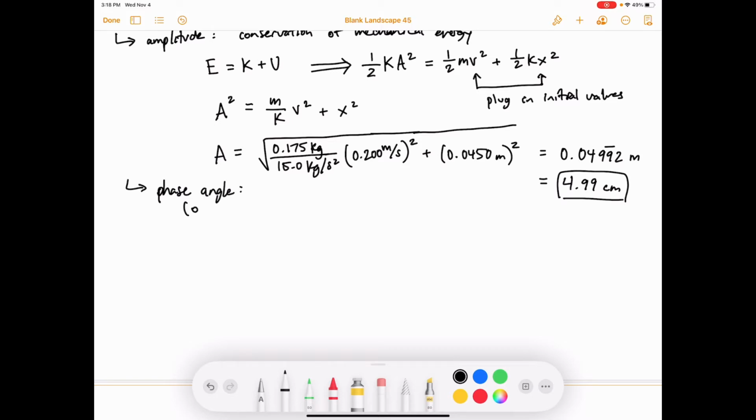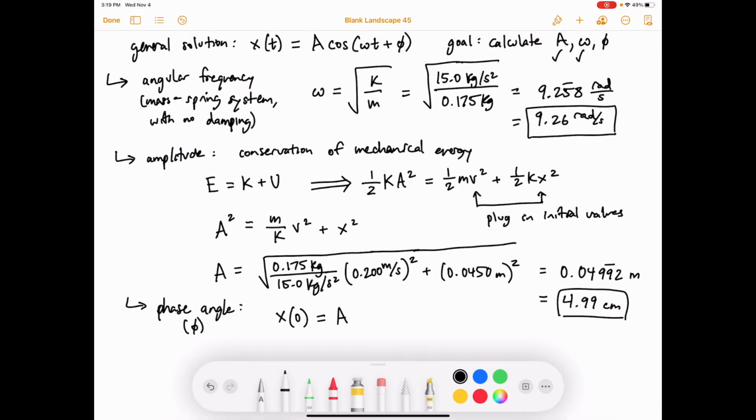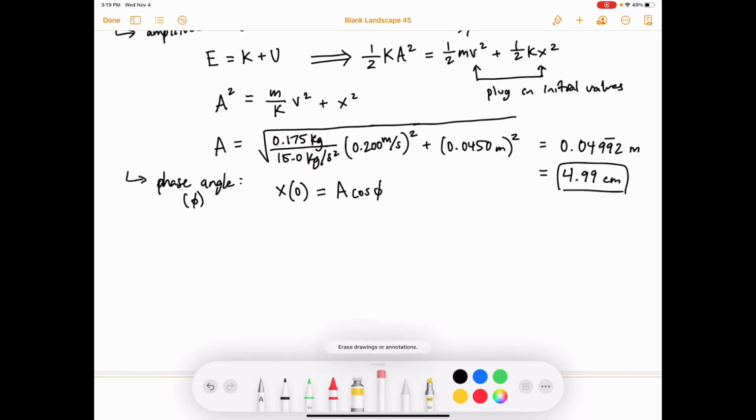Well, this is phi in the equation. What we can do is take our general formula for x as a function of time, but plug in 0 for the time. So x at time 0 is going to be equal to, okay, if we go up here to the general form, it's A times cosine omega t, but if t is equal to 0, omega t is just 0, and all we're left with is phi inside the cosine function. So x at time 0 is equal to A times cosine of phi.